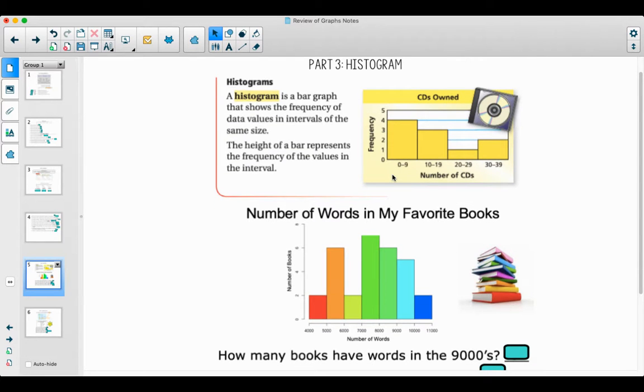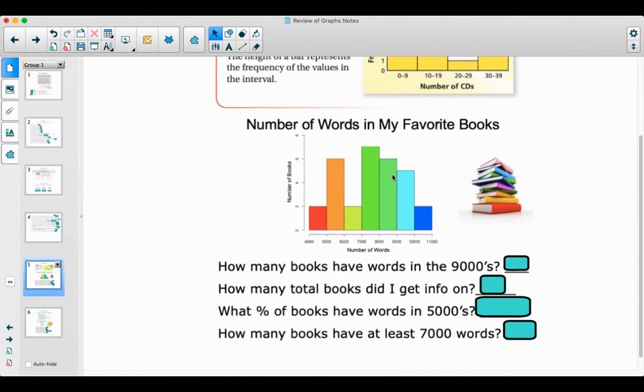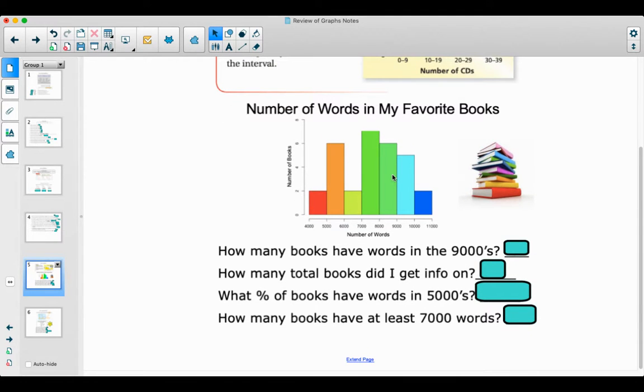So let's try some practice problems with histograms. Once again, I can't really ask you to draw any of these graphs, so it's more just answering questions based on the graph or information that I give you. Here we have the number of words on the X and the number of books on the Y. How many books have words in the 9,000s? We would look over and say 5. How many total books did I get information on?